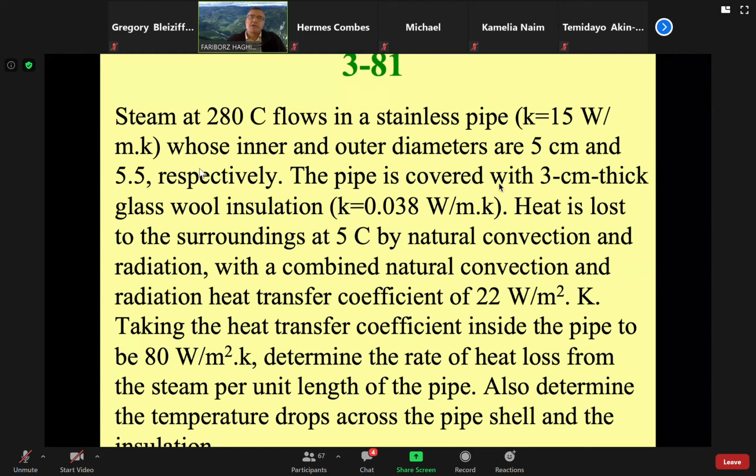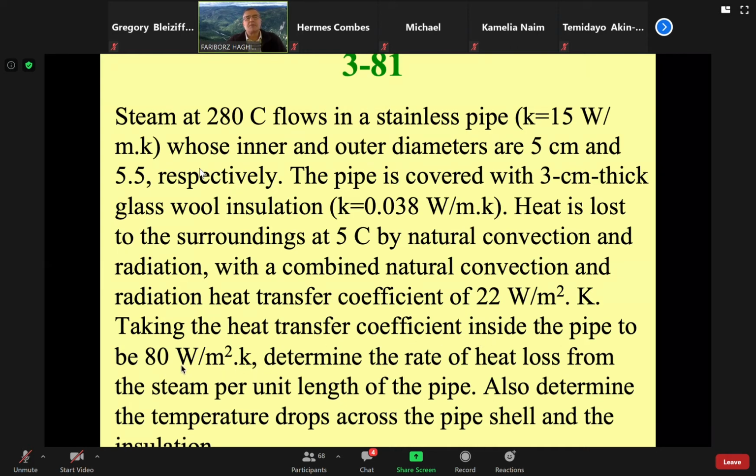We put a cover with 3 centimeter thick insulation, and that's the conductivity of the insulation. Heat is lost to the surroundings at 5 degrees. Therefore, the outside of the insulation is exposed to an environment at 5 degrees by natural convection, with a combined convective and radiative heat transfer coefficient of 22. Okay, therefore this is H2 infinity, the outside.